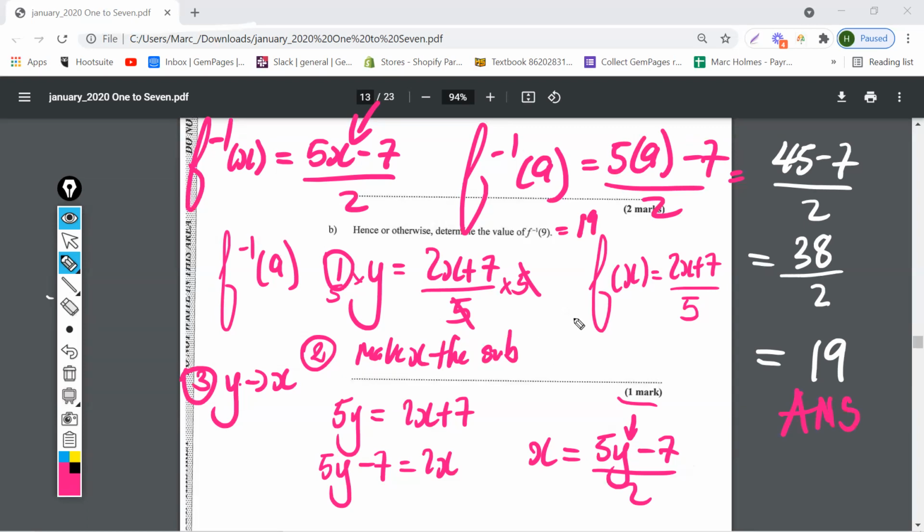Sir, go again, please. Sir, your working out isn't a problem. It's just that when you write all over the place, I get very, very confused.